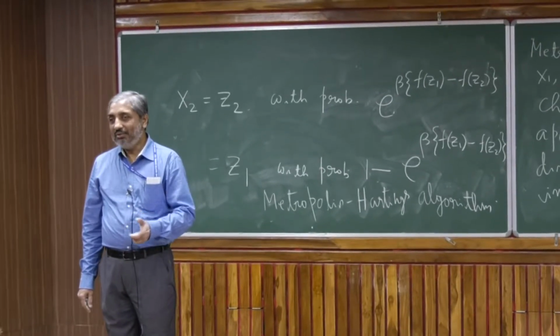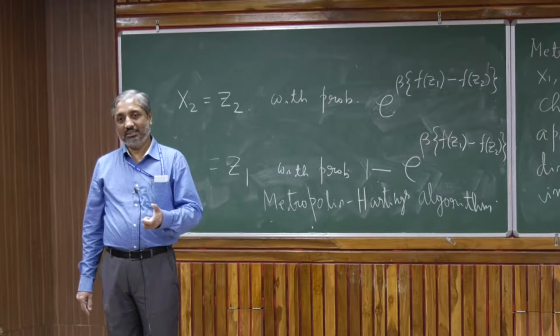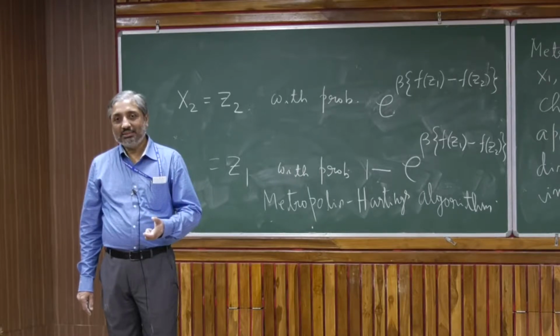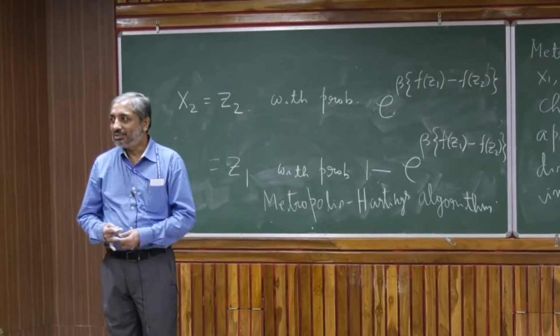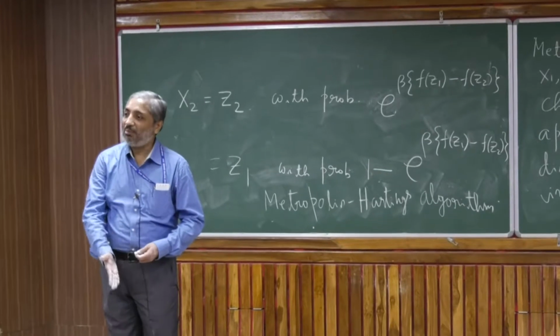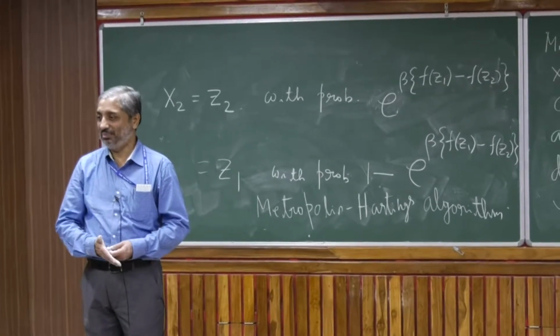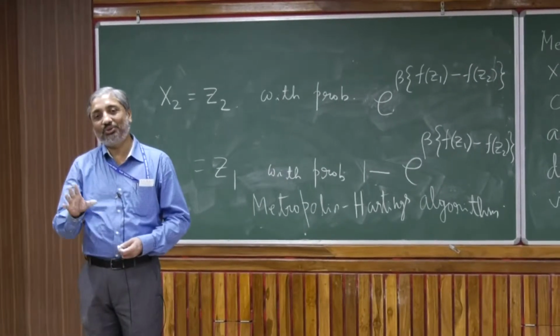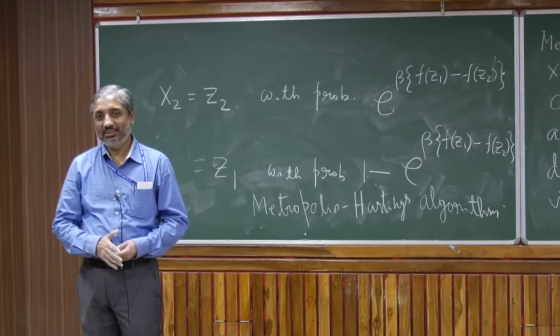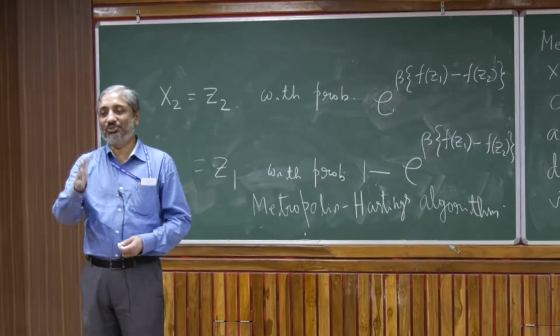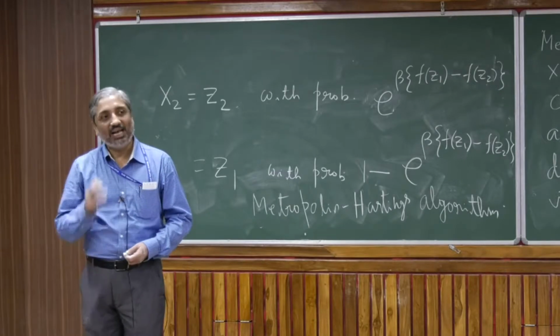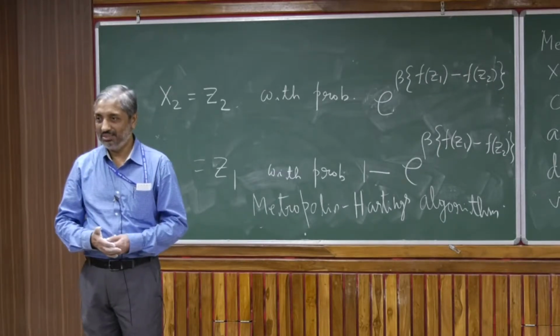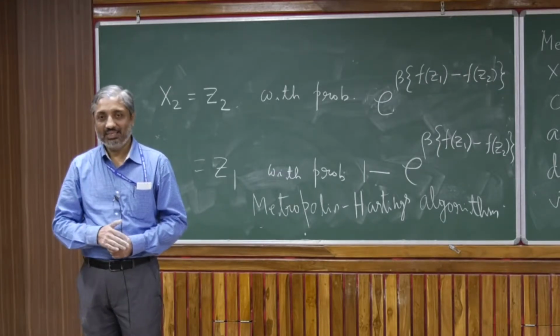Because you see, if I increase beta too fast, what will happen? You will run into this problem of getting trapped in local minima. On the other hand, if you let it grow too slowly, then most of the time you are just doing a purely random selection and you are not getting close to the minima. So you have to balance, okay?